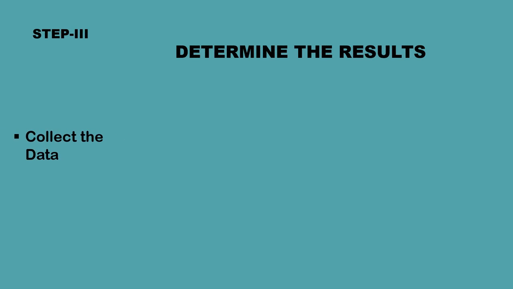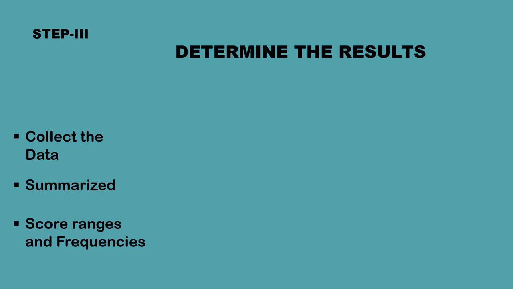Now, step 3. Determine the results. We should collect the data from the students to determine the results. After the data are collected, it should be summarized in the form of figures or table. You should find out the score ranges and frequencies to provide a clear proportion.